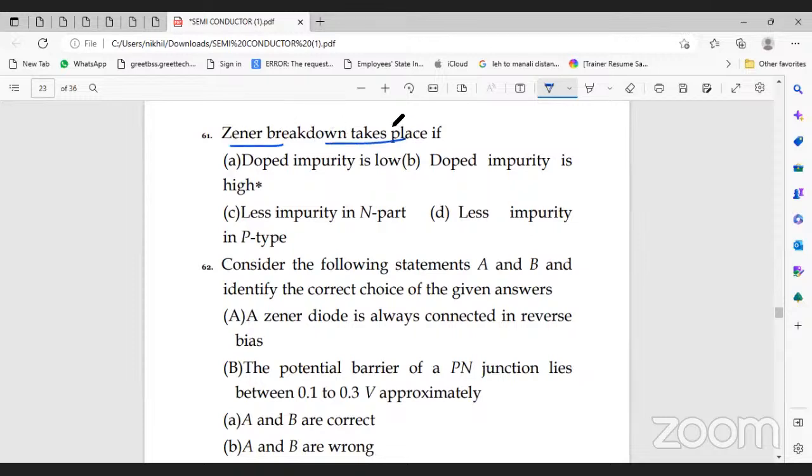Zener breakdown takes place only if the doped impurity is very high. Because what is the special characteristic of the Zener diode? Zener diode is basically meant to work in reverse bias and is very, very highly doped. So for the Zener diode, the doped impurity must be very high.